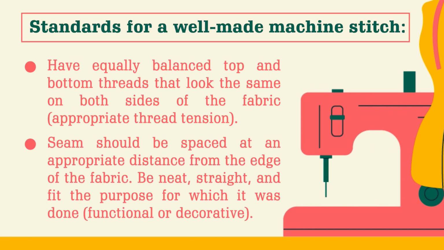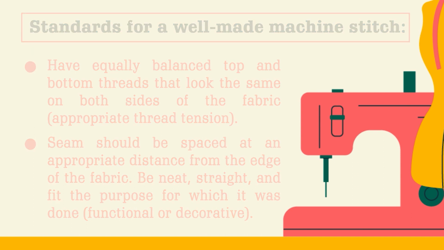So the type of stitching which is used, regular sewing machine or overcast machine, or the stitch pattern should be appropriate to the fabric and the situation for which it is used. The seam should be placed at an appropriate distance from the edge of the fabric. It should be neat, straight, and it should fit the purpose for which it was done. That means it should be either functional or decorative or both. So in garment construction, basically, you require function, structure, and decorative design.